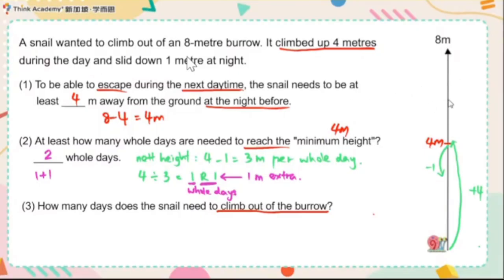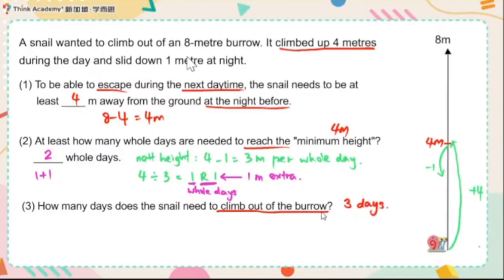Right, now that I have entered the minimum height, I just need 1 more day to shoot out of the well. In other words, after 2 whole days, I reach the minimum height. I need 1 whole day, 1 final day to shoot out and escape without falling. So I will need 3 days.